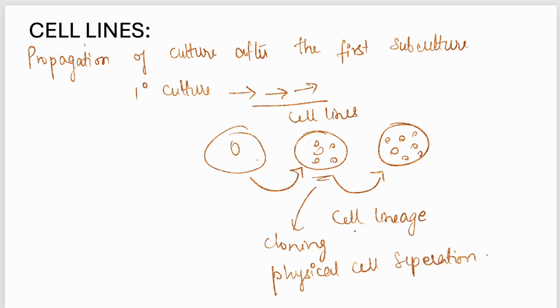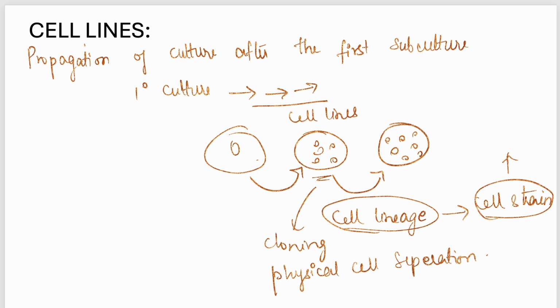So the cell lineage which was separated from these generations is said to be a cell strain. The cell strains do not have infinite life. They can die after few divisions. They do not have any infinite life.